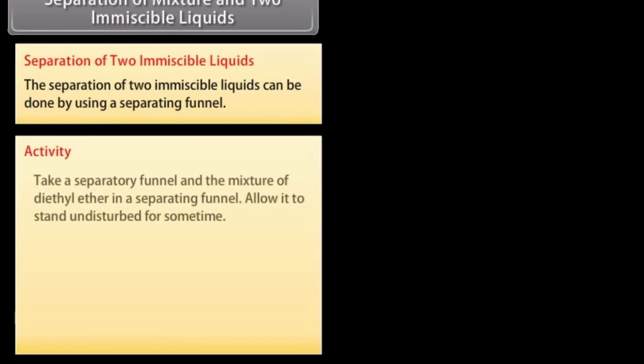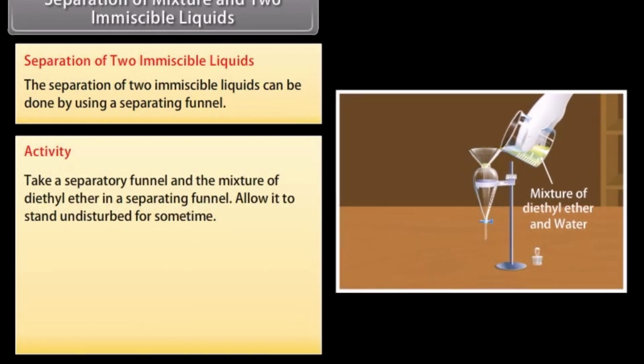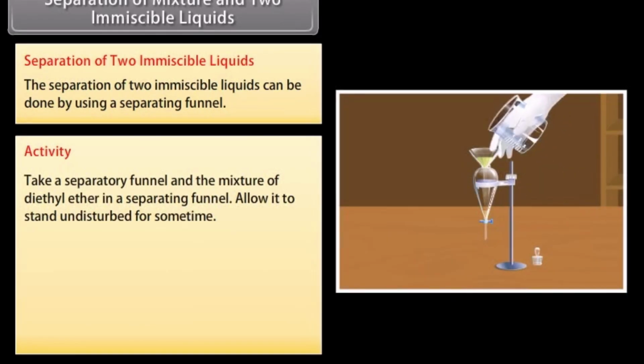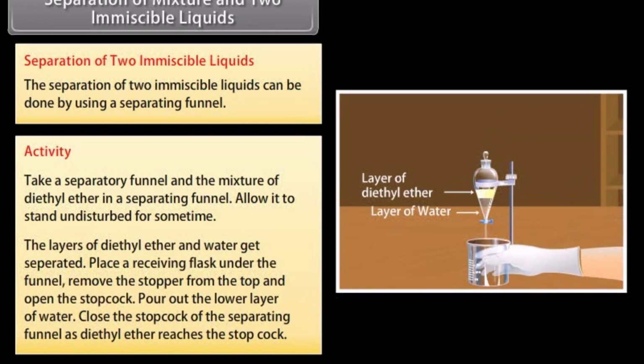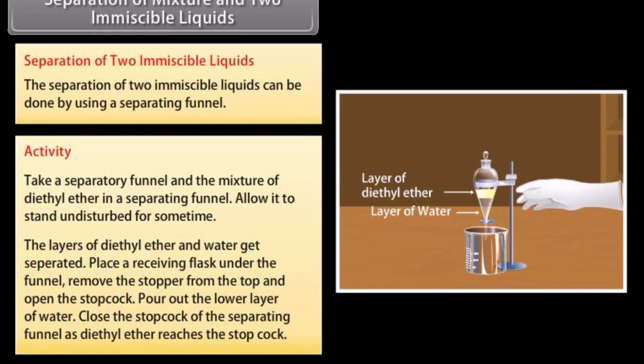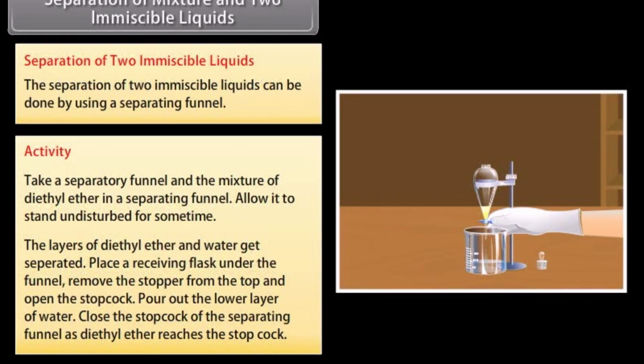Activity. Take a separatory funnel and the mixture of diethyl ether and water in a separating funnel. Allow it to stand undisturbed for some time. The layers of diethyl ether and water get separated. Place a receiving flask under the funnel, remove the stopper from the top and open the stop cock. Pour out the lower layer of water. Close the stop cock of the separating funnel as diethyl ether reaches the stop cock.